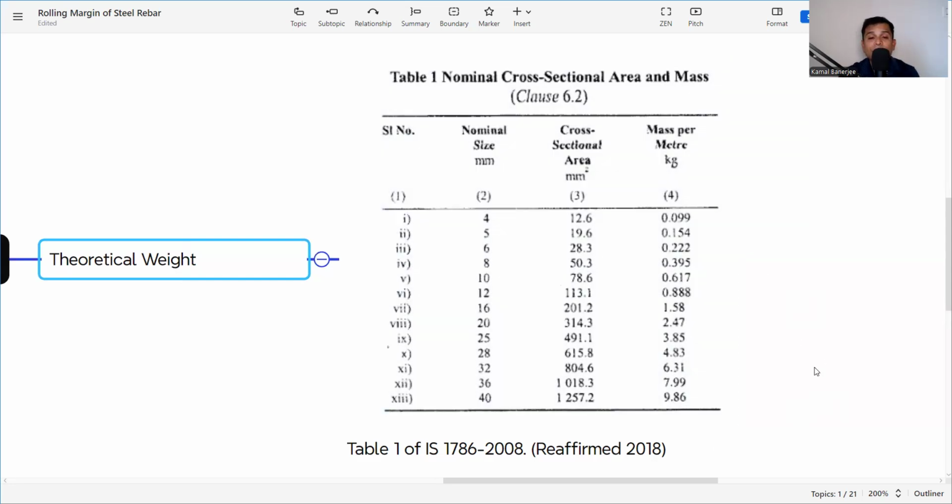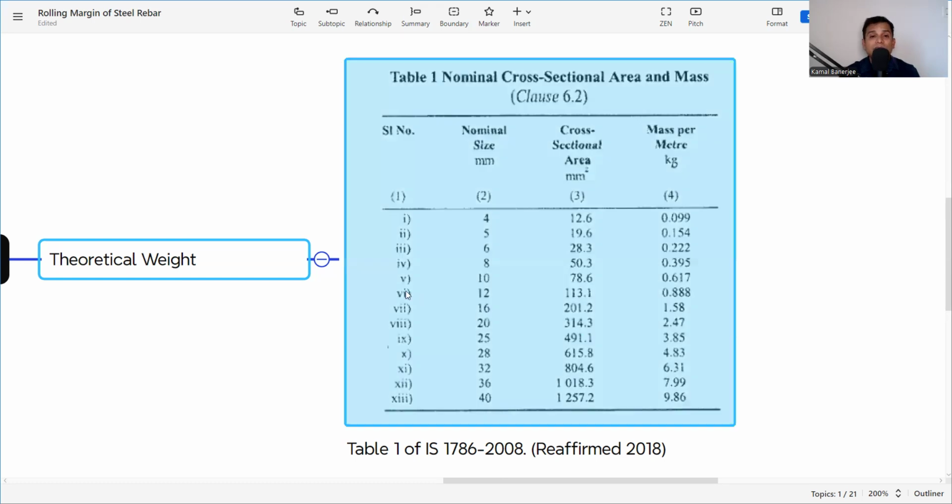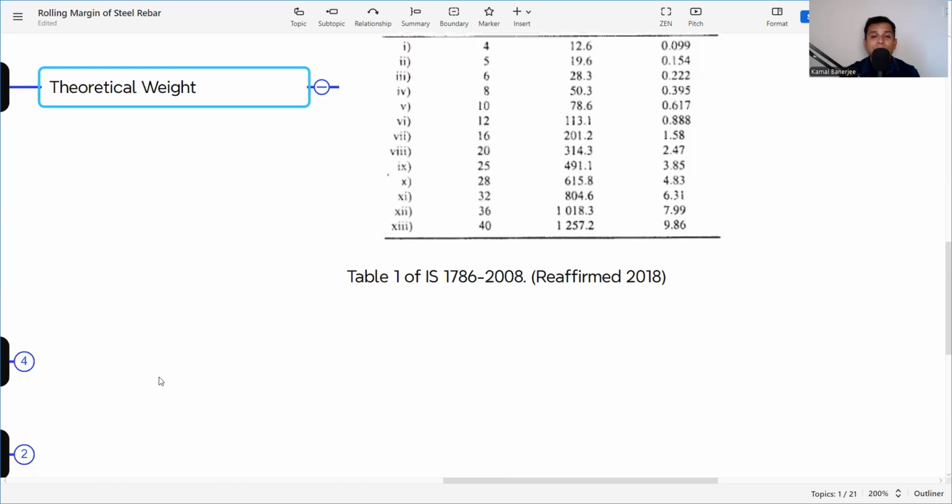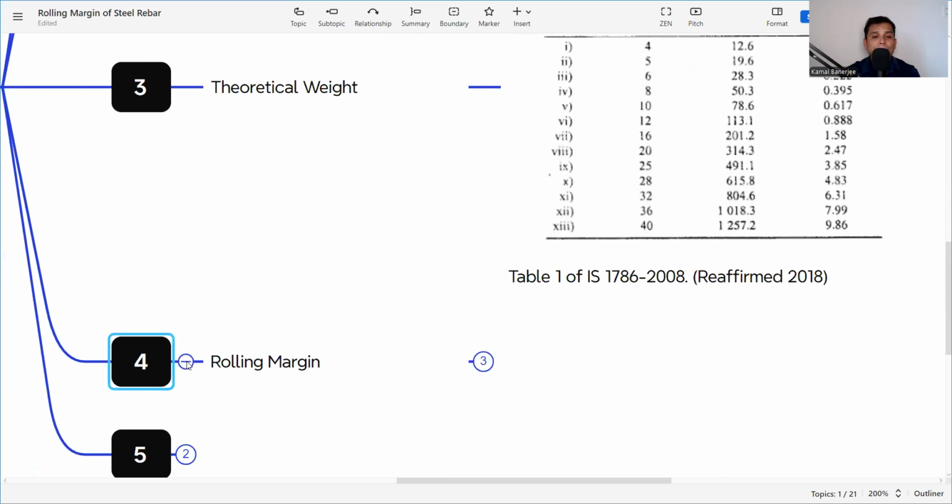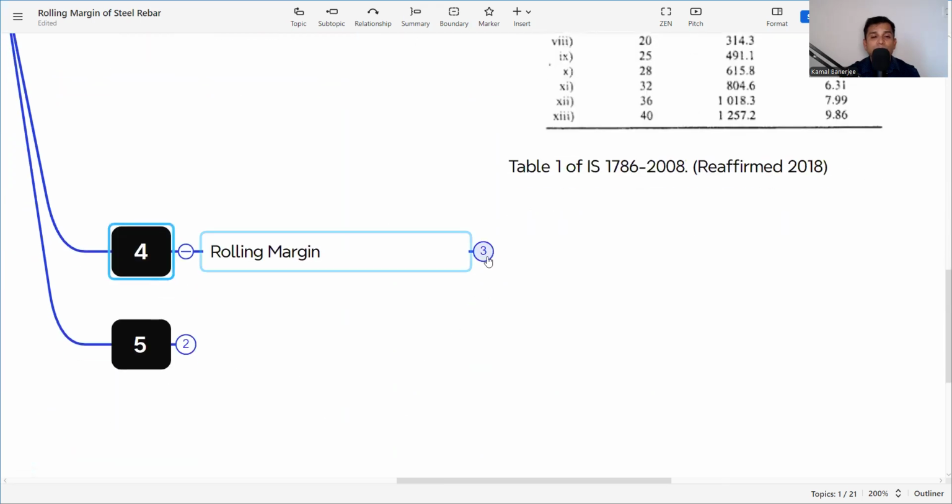Table 1 of IS 1786 describes the cross-sectional area and mass, but we commonly use d square by 162 to get the running meter area or the nominal mass. In IS 1786, Table 1 gives the cross-sectional area and the mass. Next is, what is the rolling margin? How can we find it out?